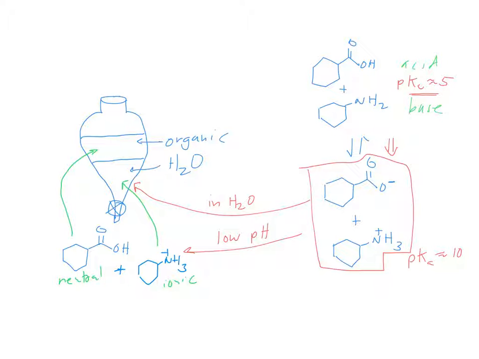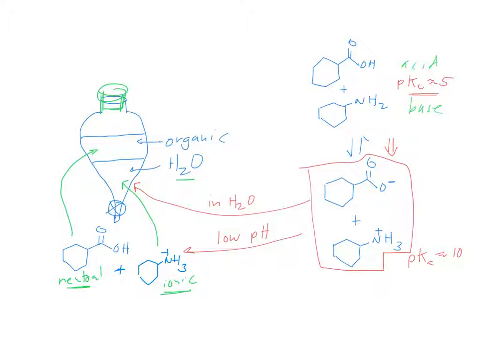So if we make this water layer acidic and we put our compounds in there, we put a stopper in the top. We plug this up, we shake it up, set it back upright, and we let the layers separate. If that water layer is acidic, then, like we said, this neutral carboxylic acid will go into the top layer, this ionic ammonium ion will go into the bottom layer. And so just by doing this simple procedure, we've separated these two compounds.